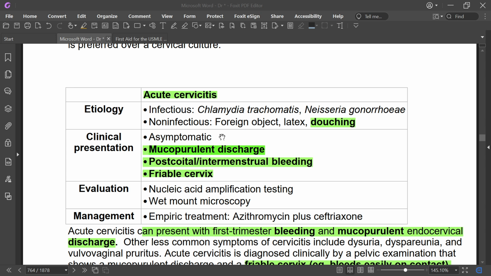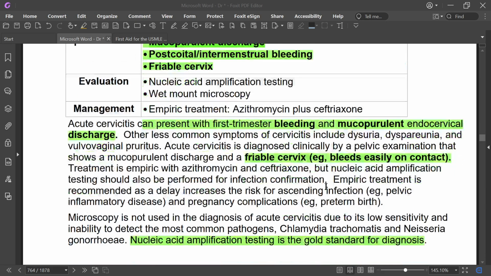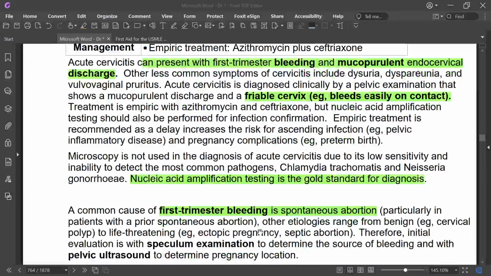NAAT is the confirmatory test, and wet mount microscopy can be done, as the infectious organism is specific. For Neisseria gonorrhoeae, ceftriaxone, and for chlamydia, azithromycin. So empiric antibiotic is azithromycin plus ceftriaxone. Acute cervicitis can present with first trimester bleeding and mucopurulent endocervical discharge. In here, there is a friable cervix that bleeds only on touch or contact. NAAT test is confirmatory.